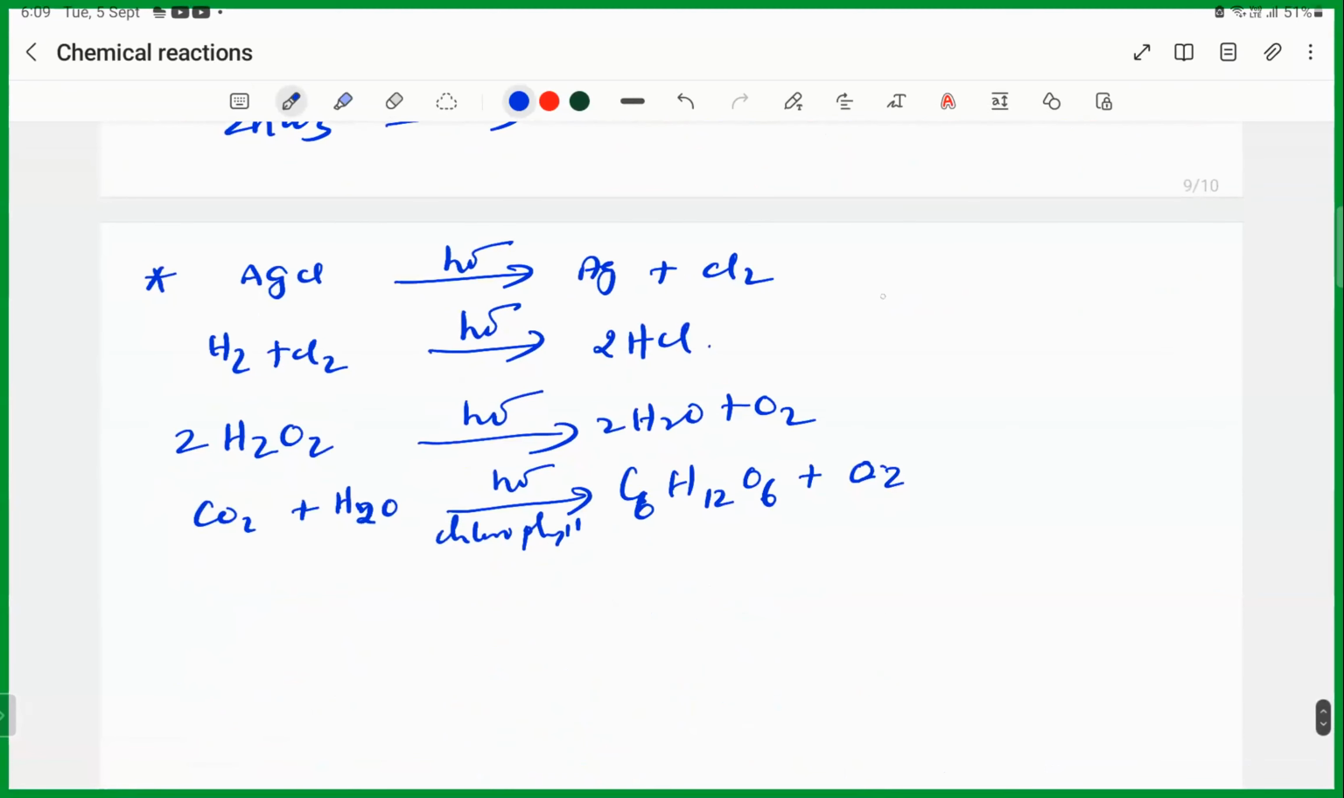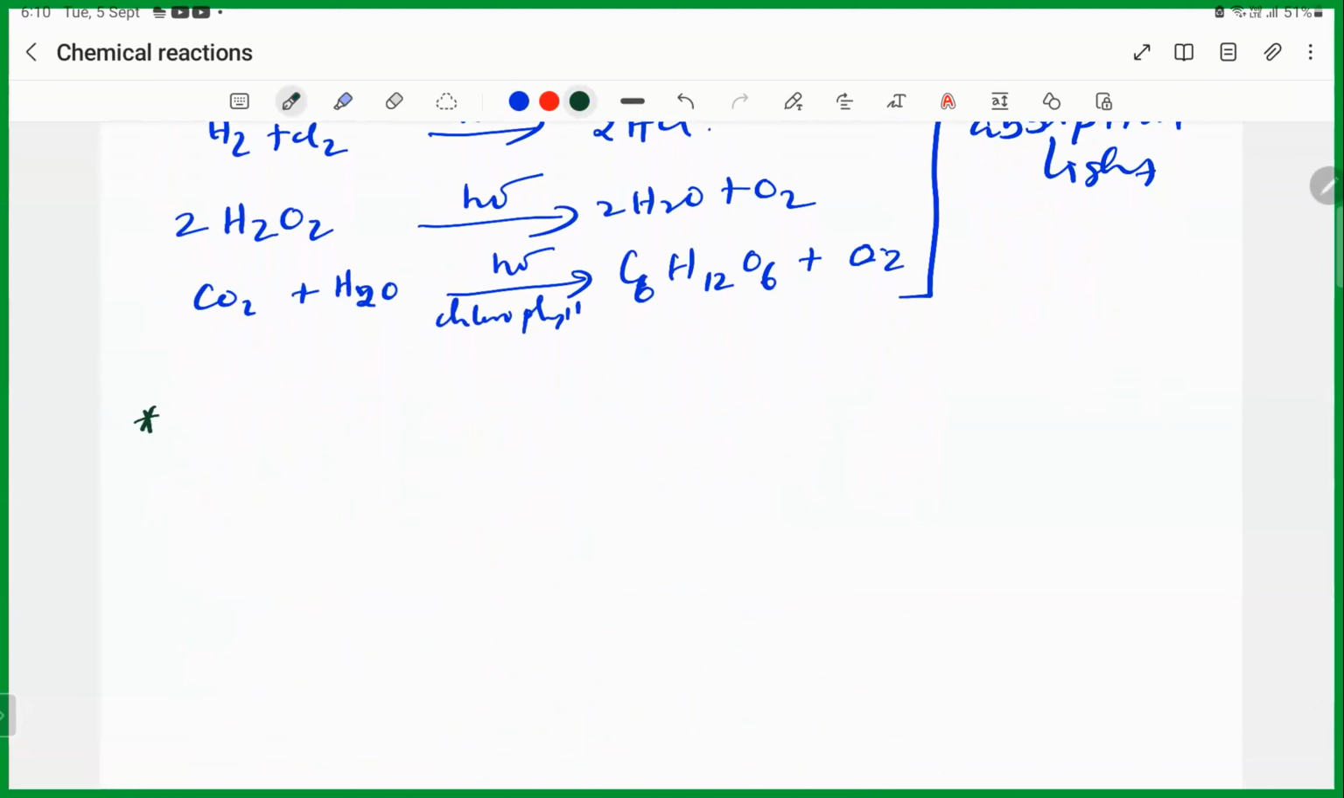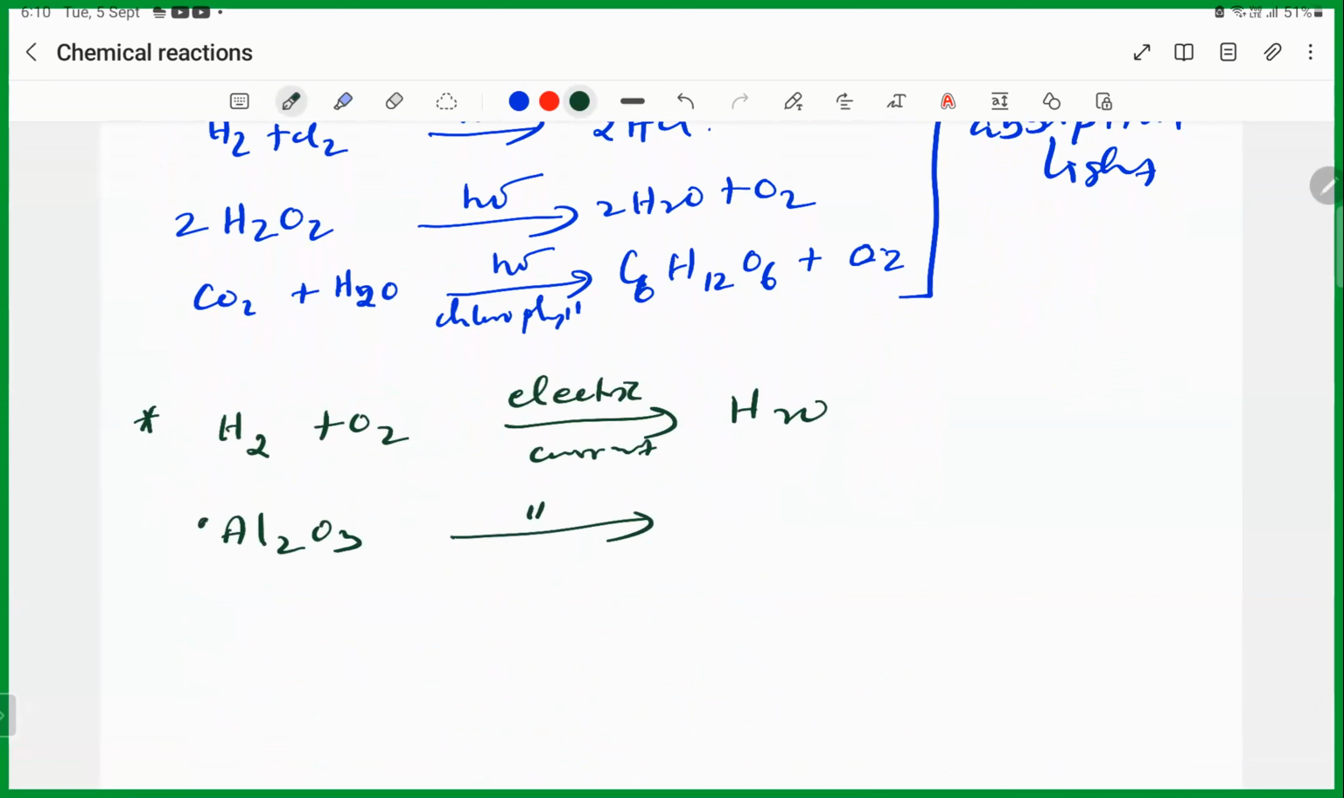So these are the examples. So in all cases, what happened? The absorption of light can happen. Okay. And decomposition reaction involves absorption of electrical current. Give one example. When H2O was passed through electricity, it gives H2 plus O2. Then another example, Al2O3, same electrical current, it gives 4Al, aluminum, plus 3O2.